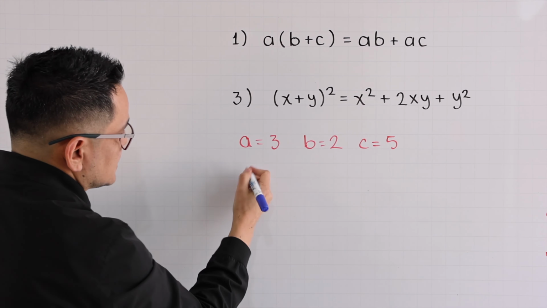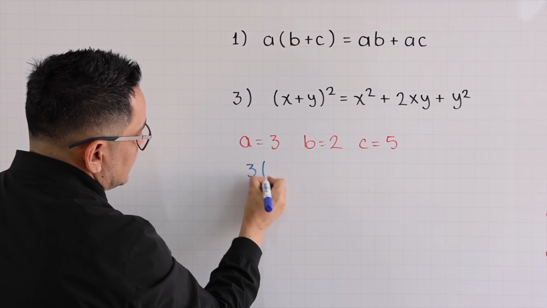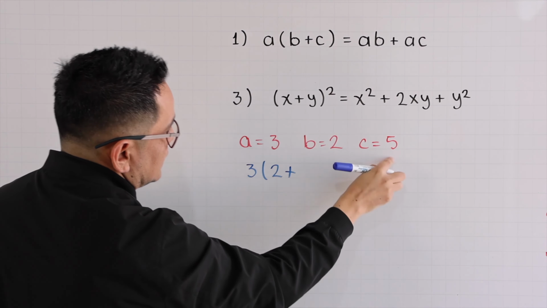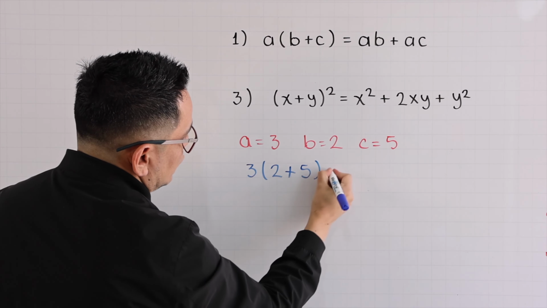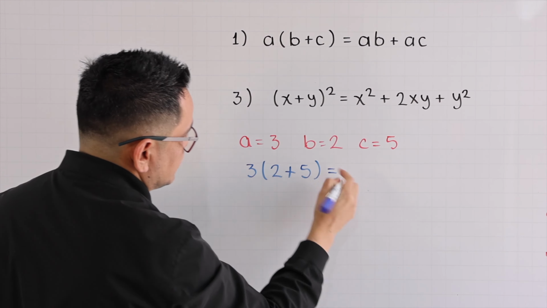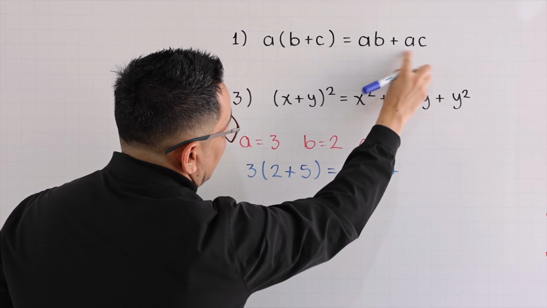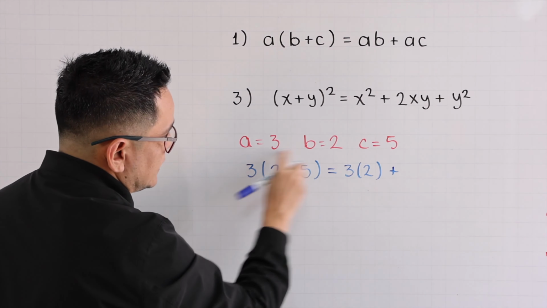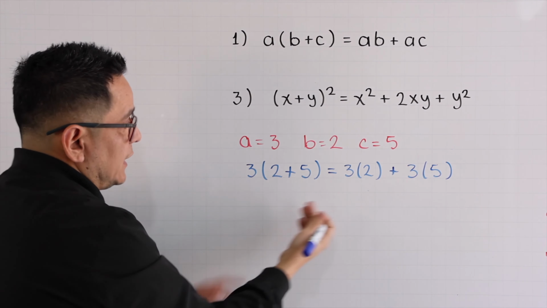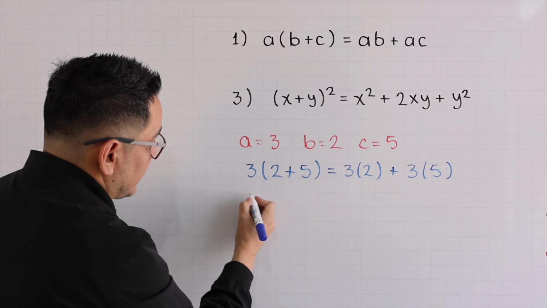So here I would have A, which I'm saying is 3, multiplying B, which I'm saying is 2, plus C, which is 5. And well, on the right side, we have A times B. So, in this case, it would be 3 times 2 plus A times C. In this case, it would be 3 times 5. All right. Now, let's do the operations on both sides, and we should get the same result here.